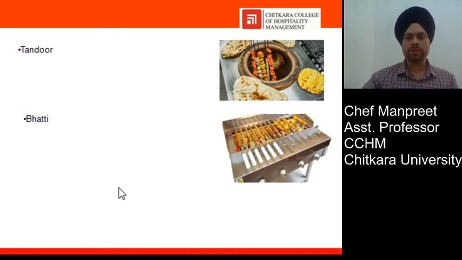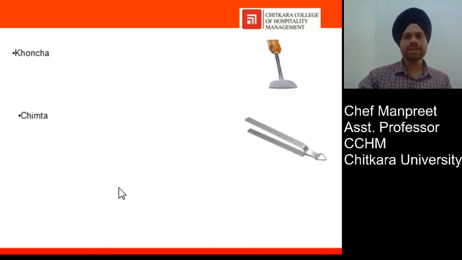Bhatti is a kind of tabletop griller or sigdi, which is used in Punjabi cuisine for the preparation of various kebabs. Khoncha is a slicer, in English it is called slicer, and this khoncha is basically used in the preparation of various gravies so that the gravy does not stick to the bottom of the pan.